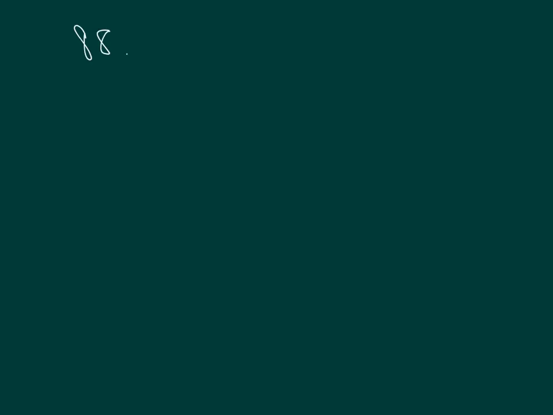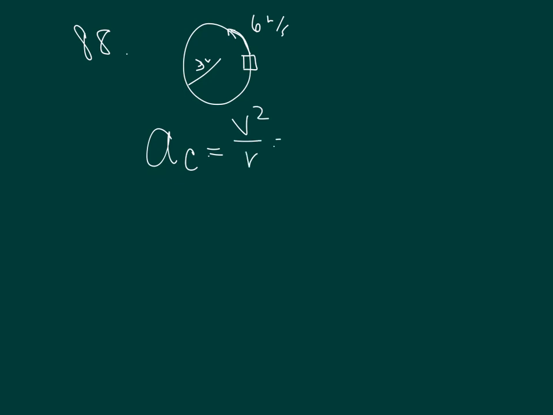For question 88, we have a 2 kilogram cart in a circular path, traveling at 6 meters per second, and the radius of the path is 3 meters. We're asked to find in 88 the magnitude and direction of the centripetal acceleration. A of c is equal to v squared over r. We have the speed as 6 meters per second squared over the radius of 3 meters. 36 divided by 3 is equal to 12 meters per second squared.